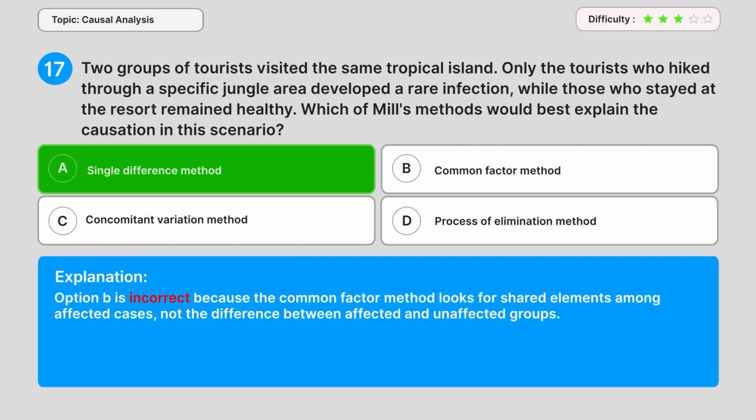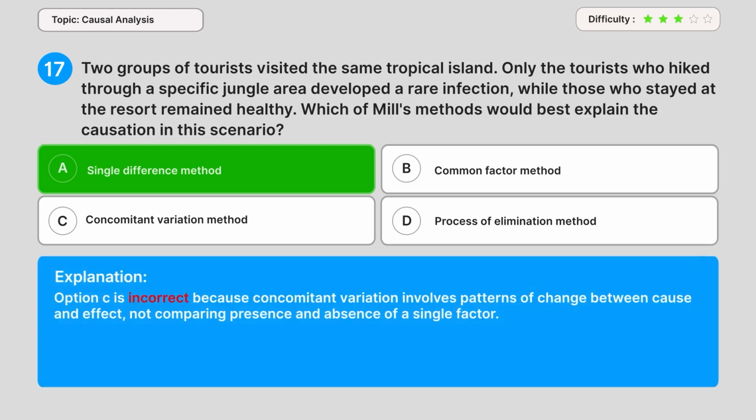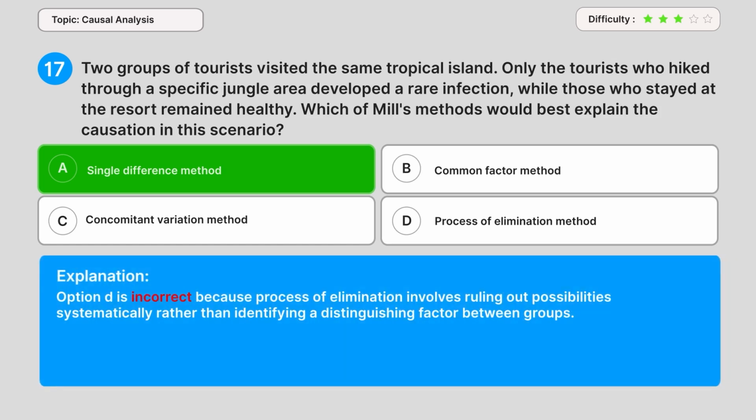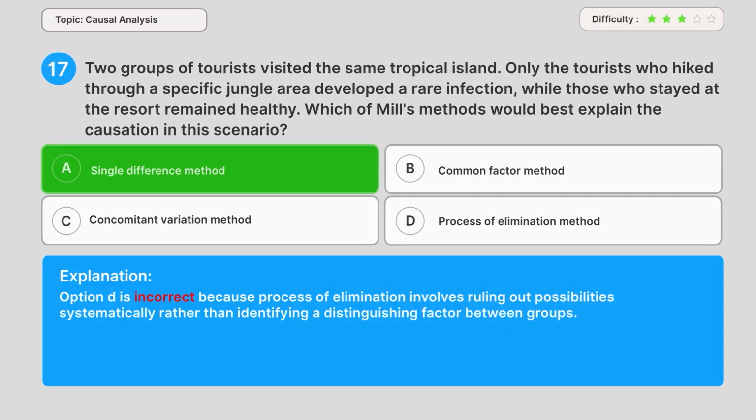Option B is incorrect because the common factor method looks for shared elements among affected cases, not the difference between affected and unaffected groups. Option C is incorrect because concomitant variation involves patterns of change between cause and effect, not comparing presence and absence of a single factor. Option D is incorrect because process of elimination involves ruling out possibilities systematically rather than identifying a distinguishing factor between groups.